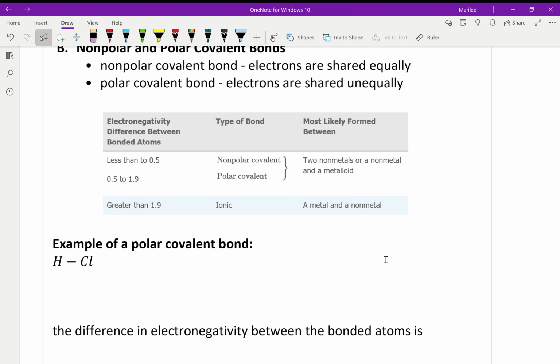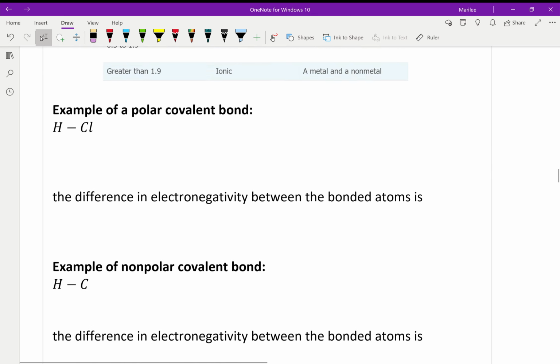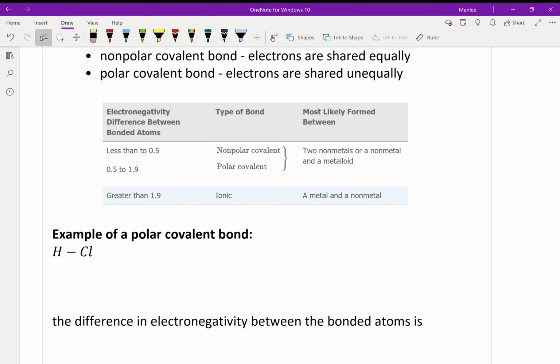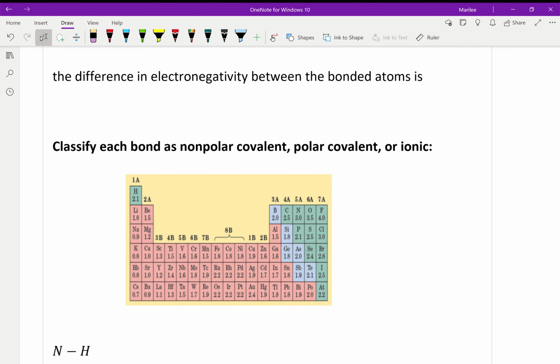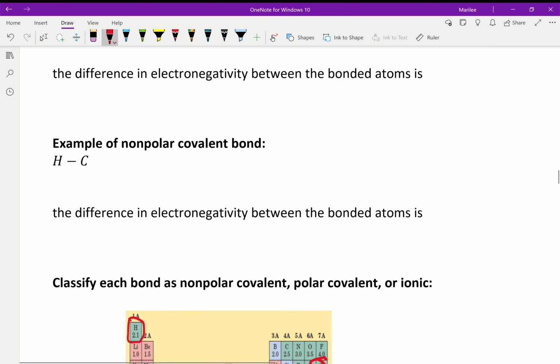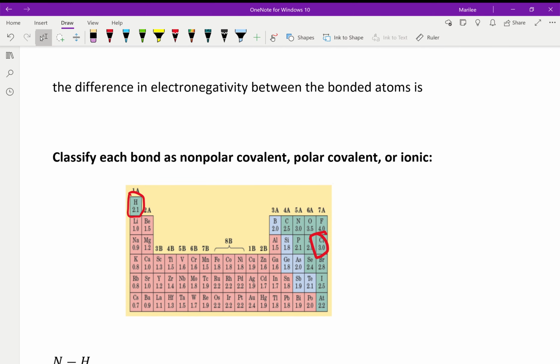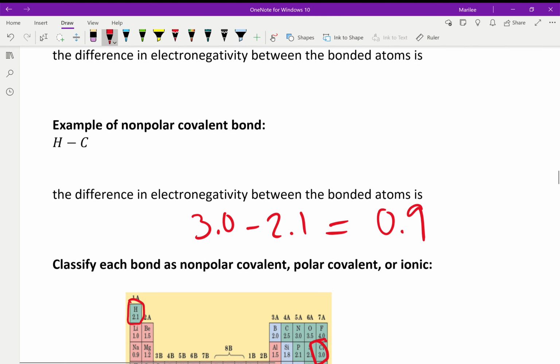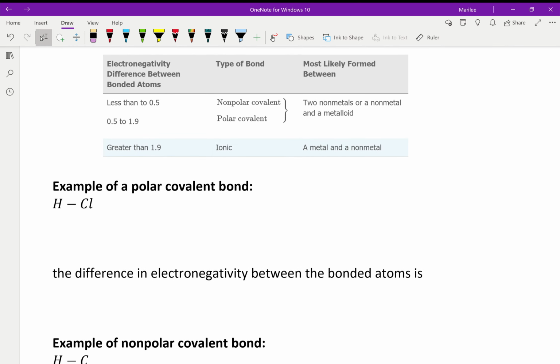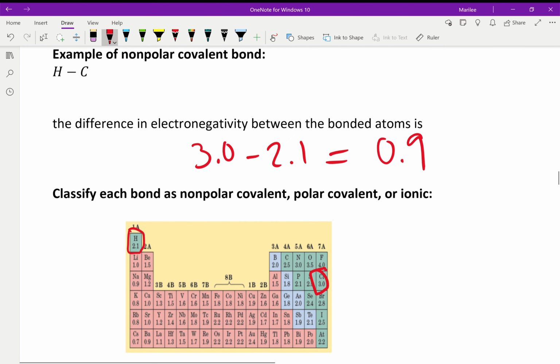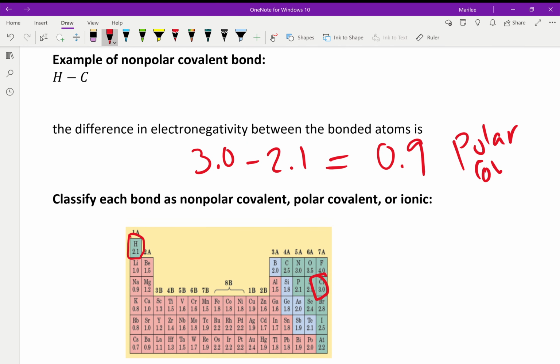So here's an example. We have hydrogen and chlorine. Hydrogen has an electronegativity of 2.1, as you can see here, and chlorine has an electronegativity of 3.0. So the difference between them will be 3.0 minus 2.1, and that is equal to 0.9. So what's that? 0.9 is between 0.5 and 1.9, therefore it's a polar covalent.